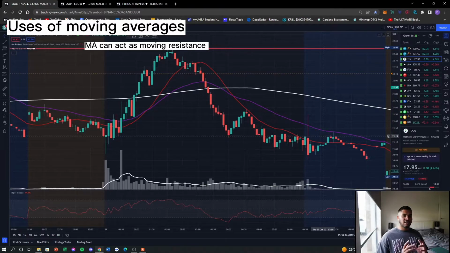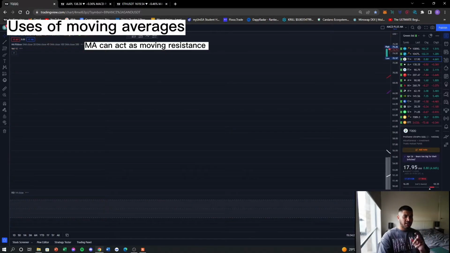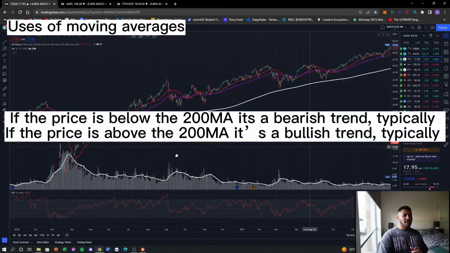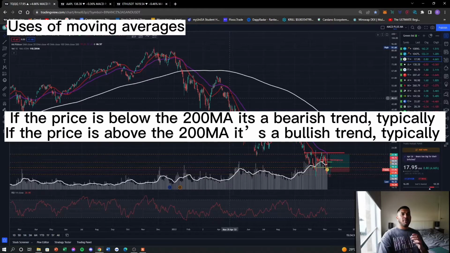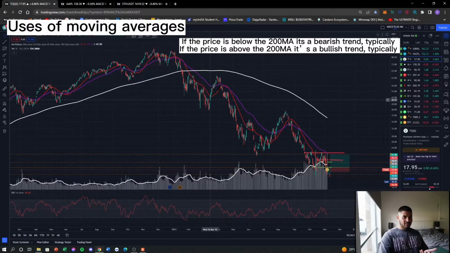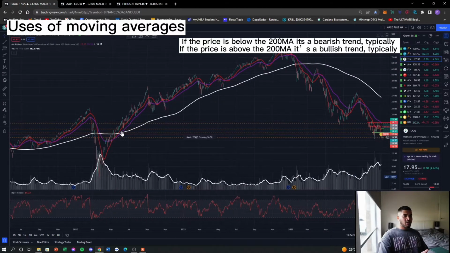The key thing that you have to remember is it shows the trend. It basically indicates the trend. So especially the 200 MA, it indicates the trend. If the price is below the 200 MA, it is usually a bearish trend, which is where the sellers are in control. So we can clearly see prices below the 200 MA have been selling off, and here over here we can see that price is above the 200 MA, which means that it is a bullish trend. So treat it as you see it. It's just very simple to understand and it's very easy to use.